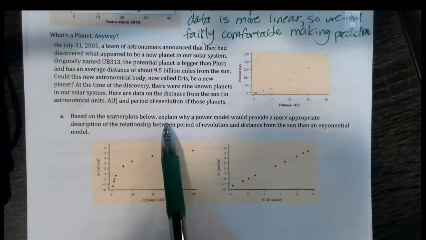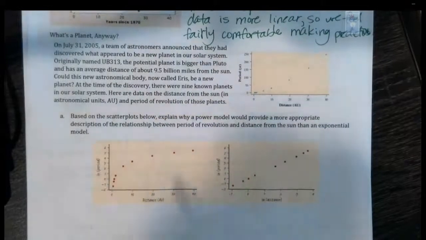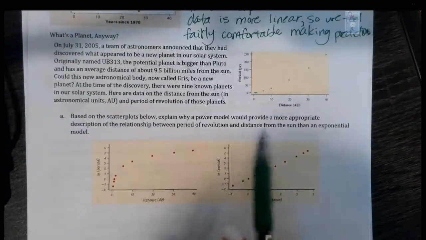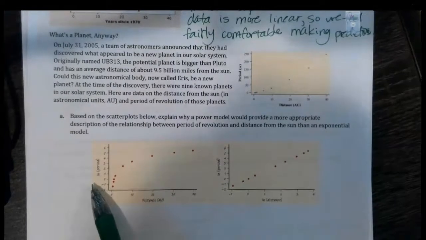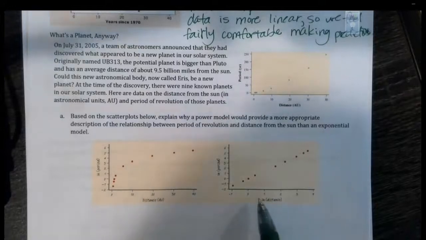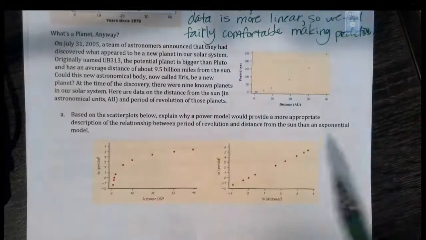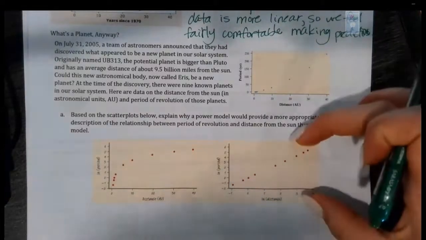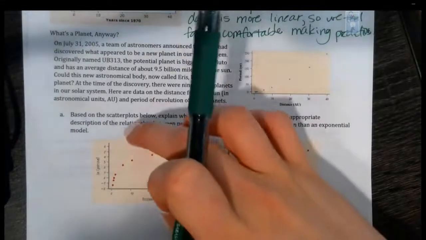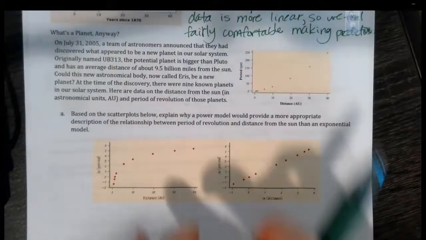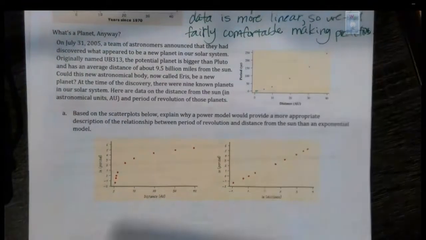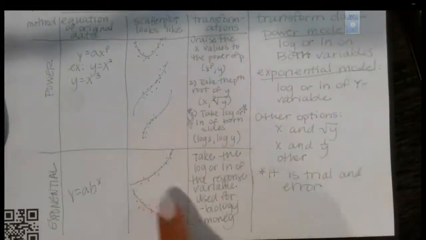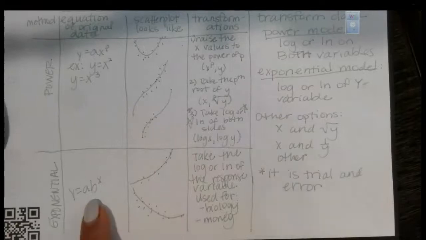Based on the scatter plots below, explain why a power model would be a more appropriate description of a relationship between period of revolution and distance from the Sun than an exponential model. So we have distance versus the natural log here, and we have the natural log versus the natural log. So we have taken the natural log of both sides versus we've taken the natural log of just the output, okay, or the response variable. So remember that here we take the log of both sides of a power. If you take the log of one side, then that would be an exponential.